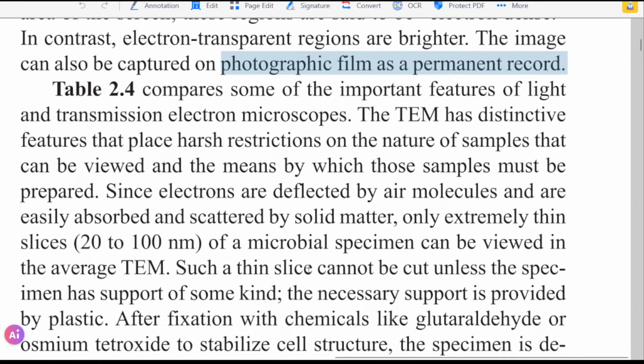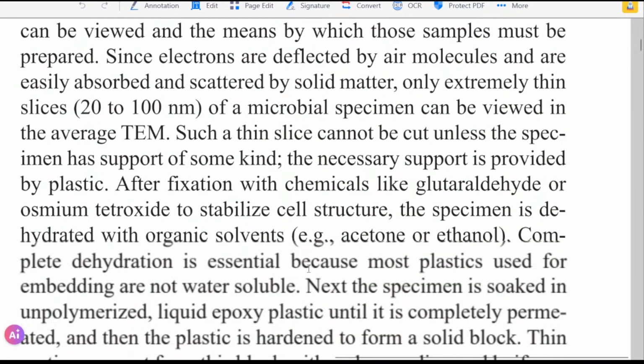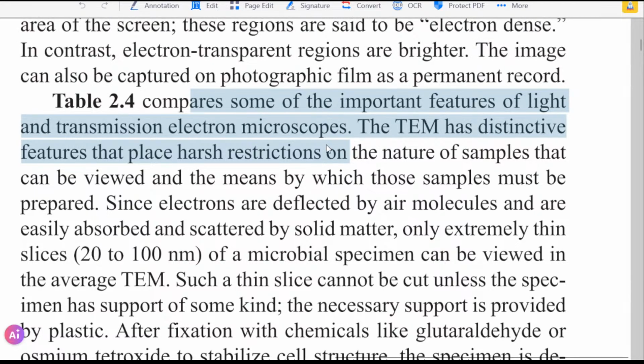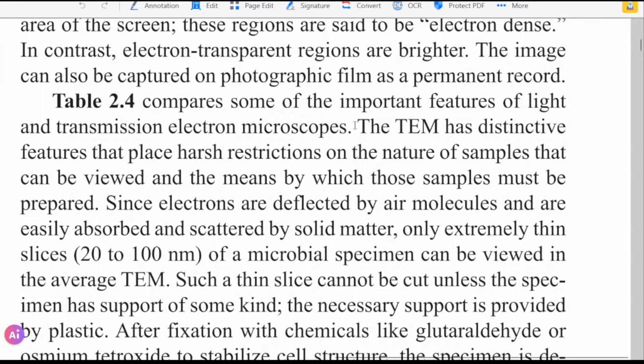Now table 2.4 compares some of the important features of the light and transmission electron microscope. So they are comparing the light microscope and the transmission microscope. Below we have another picture that compares the SEM, scanning electron microscope, to the light microscope.